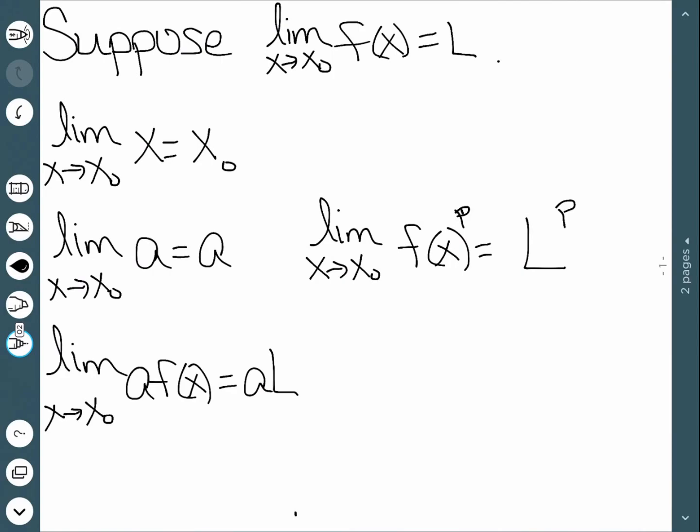Another one, the limit as x approaches x0 of f of x to the p power is L to the p power. Essentially what this one says is that if I have an exponent, I can take the limit of my function and then raise it to an exponent.